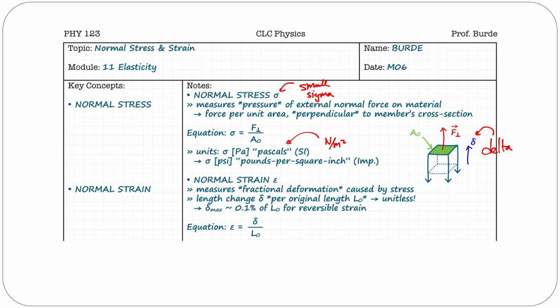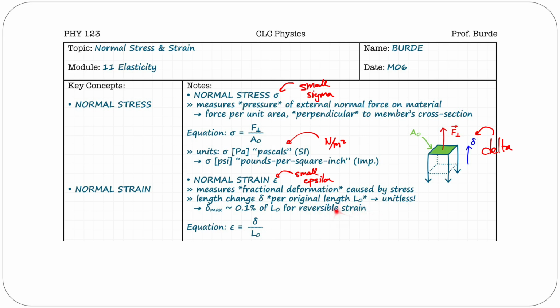To find the actual strain, which here is a small epsilon, we take the change in length, delta, and we divide it by the original length, L0. So that is our fractional value, and a fractional value is unitless. So our normal strain is a unitless quantity. It is the change in length divided by the original length of the beam.